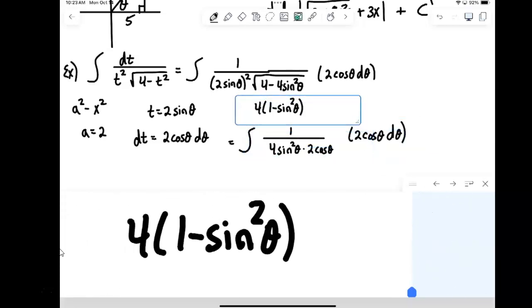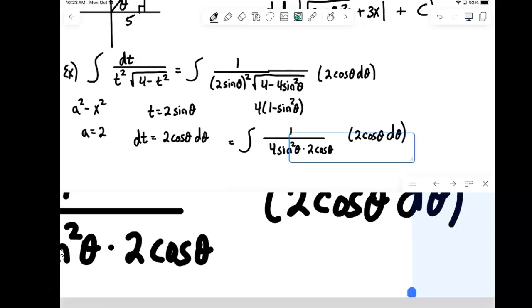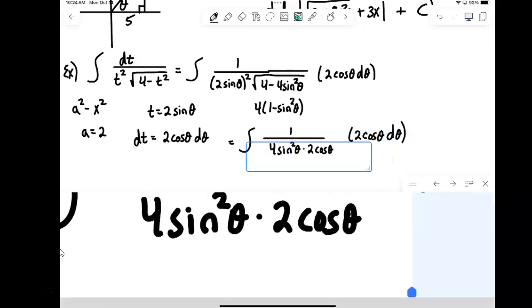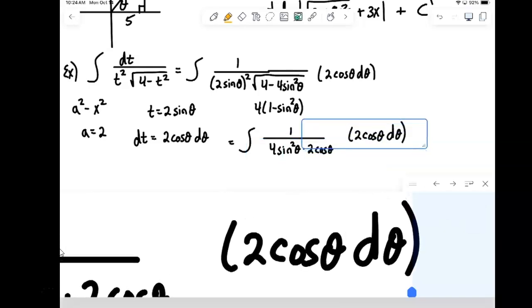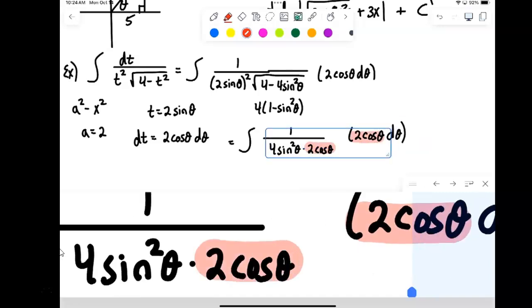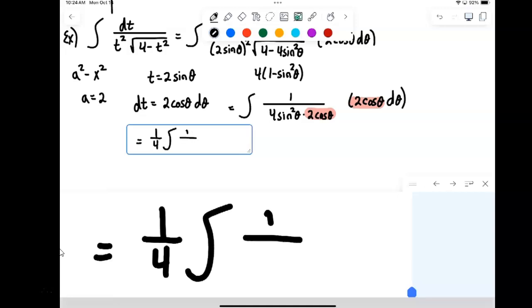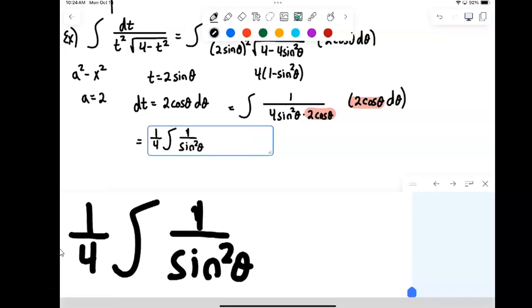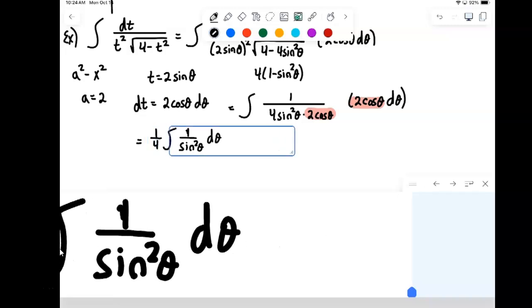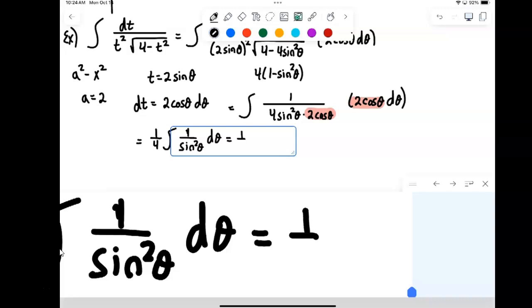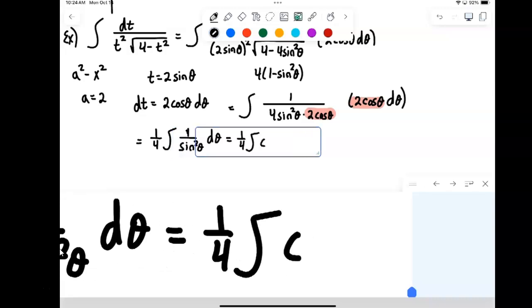Okay, and that's because, again, 1 minus sine squared will become cosine squared. 4 cosine squared inside the square root will be 2 cosine. Okay, and then we can cancel out. Again, that 2 cosine theta goes away with that 2 cosine theta. So at this point, we have 1/4 the integral of 1 over sine squared d theta, but we recognize 1 over sine squared is just another name for cosecant squared.